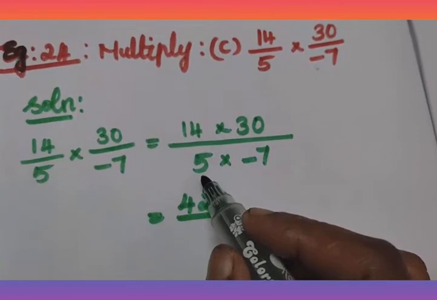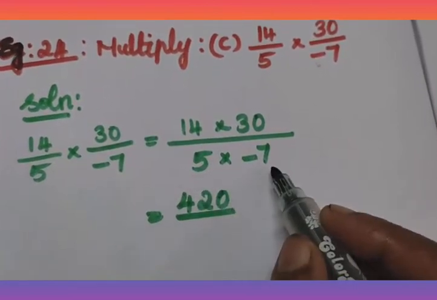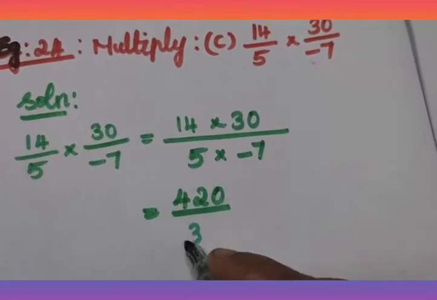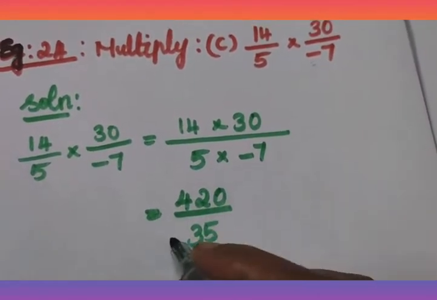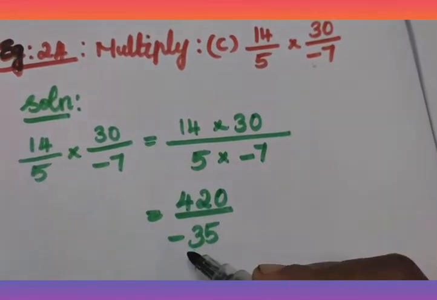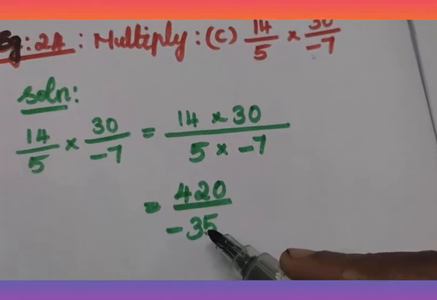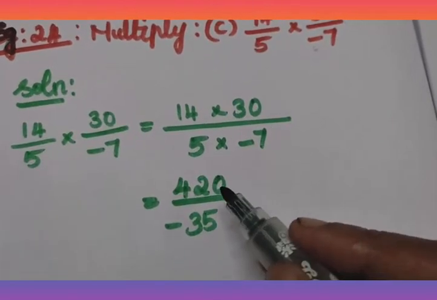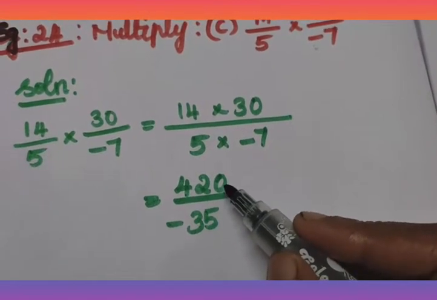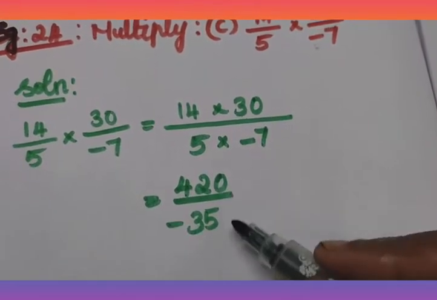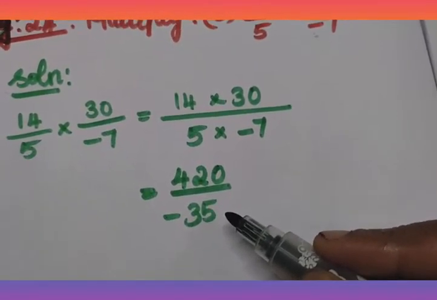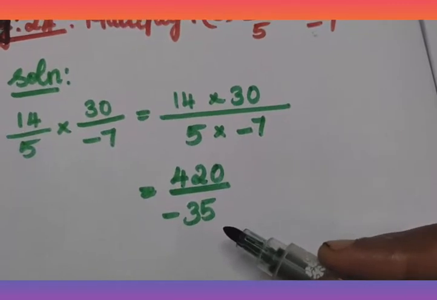Then in the denominator part, 5 into 7. What's the product of 5 and 7? 5 7's are 35. Here the sign: plus into minus is minus, so minus 35. If possible, we can reduce it to the simplest form. These numbers end in 0 and 5, so they are divisible by 5. So we can reduce this to the lowest term.